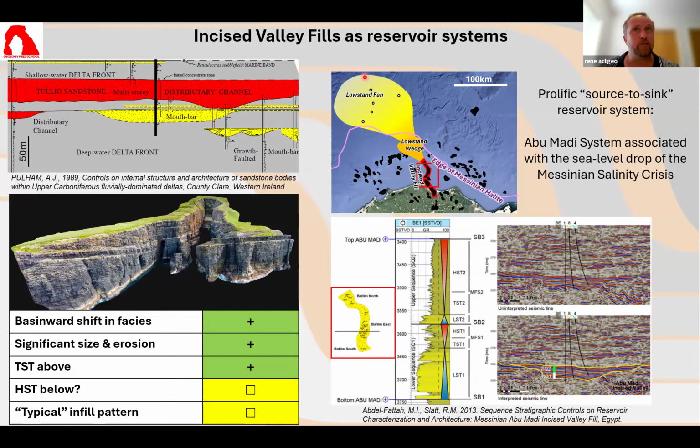So both in the lowstand fan and the incised valley, very prolific reservoir systems. But obviously, you need to put it together with the whole sequence stratigraphic model with source rocks and seals as well to figure out if this is going to work for you or not. So, the devil's in the details.